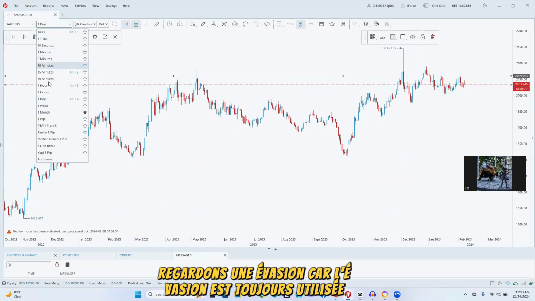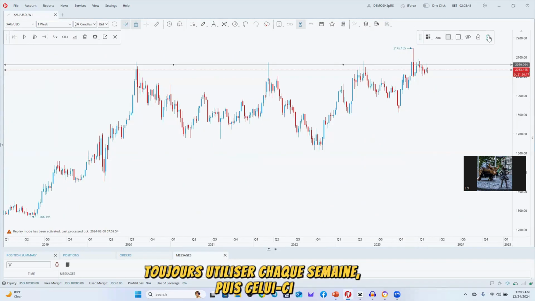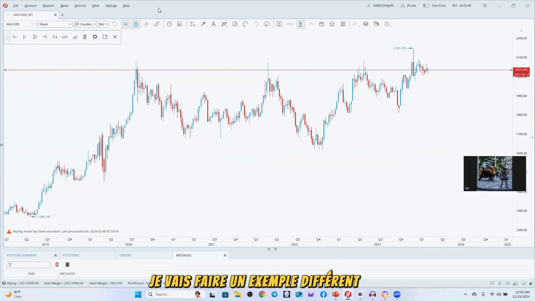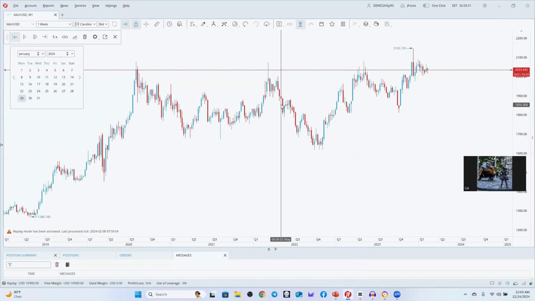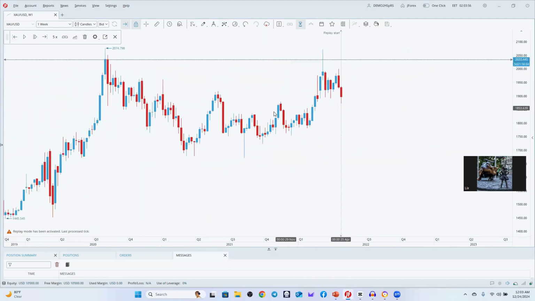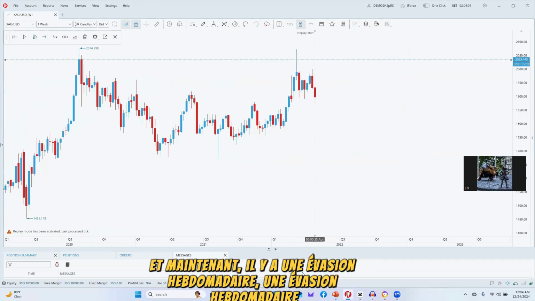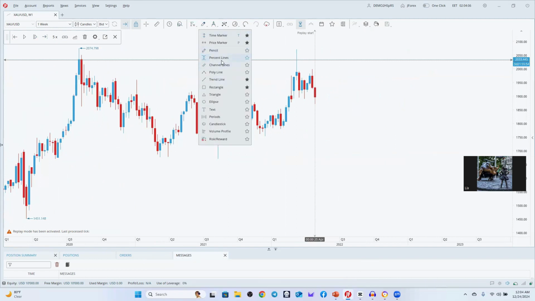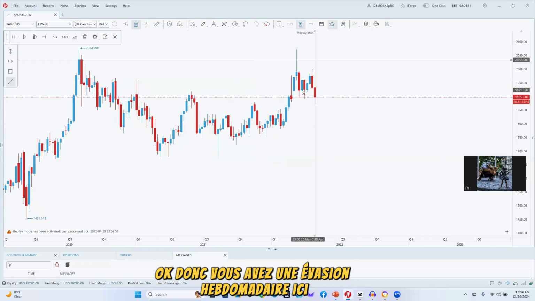For the breakout, I'll still use weekly. Let me go to the weekly. Then this one I'll do a bearish example. Okay, so I'll use a replay mode, cut this side. Okay, look here. Price has rejected a higher time frame SNR, and now there's a breakout on the weekly. You have a weekly breakout here.